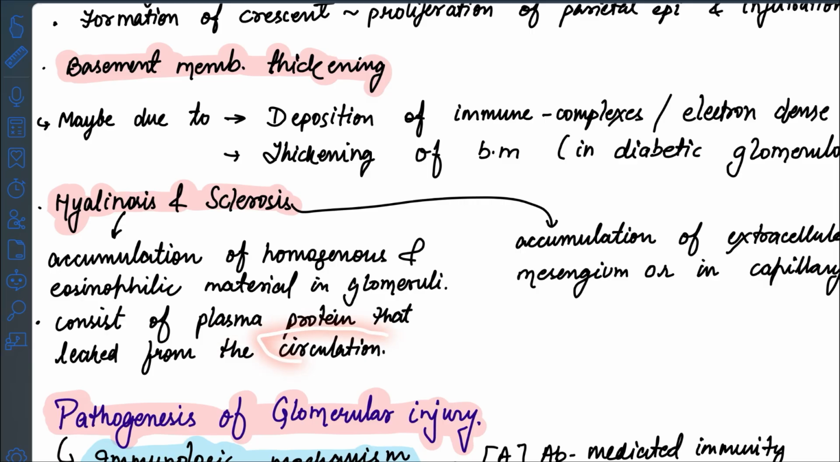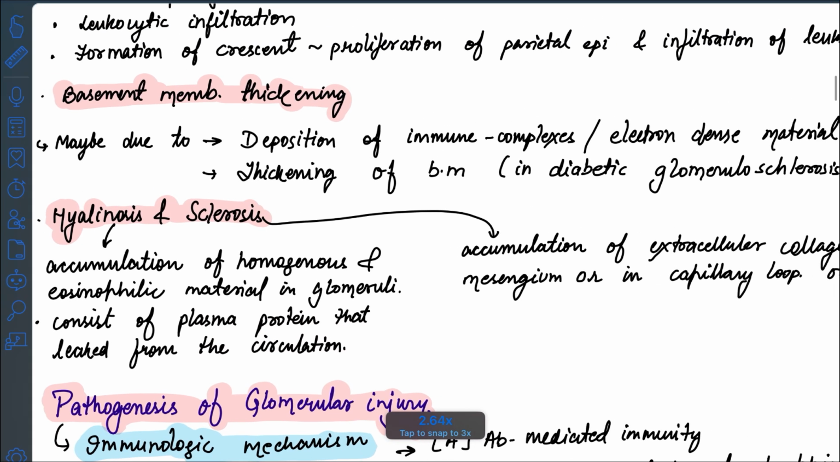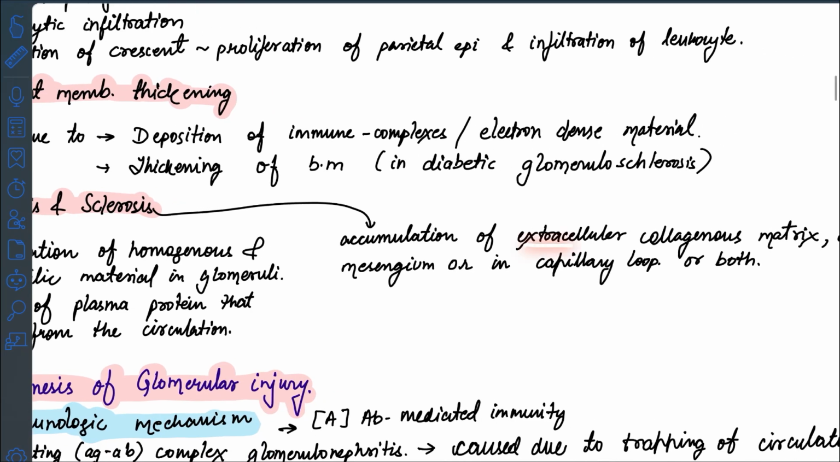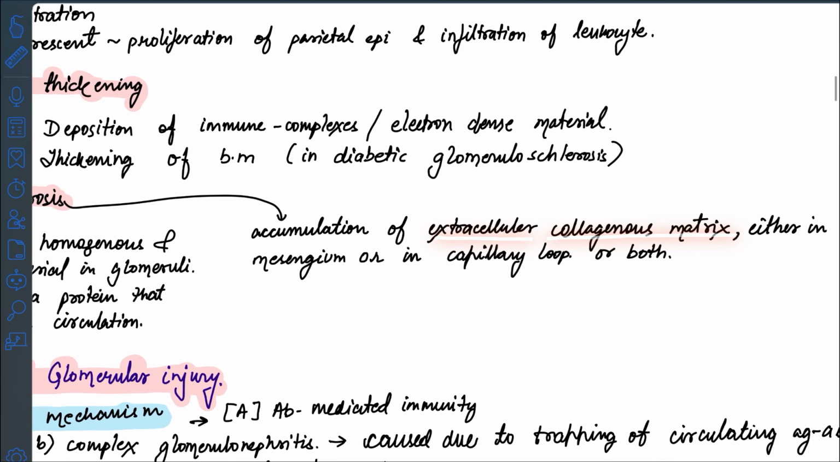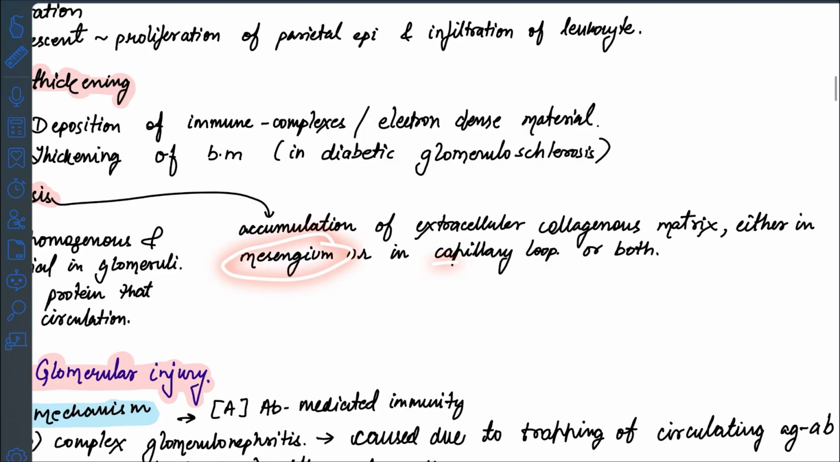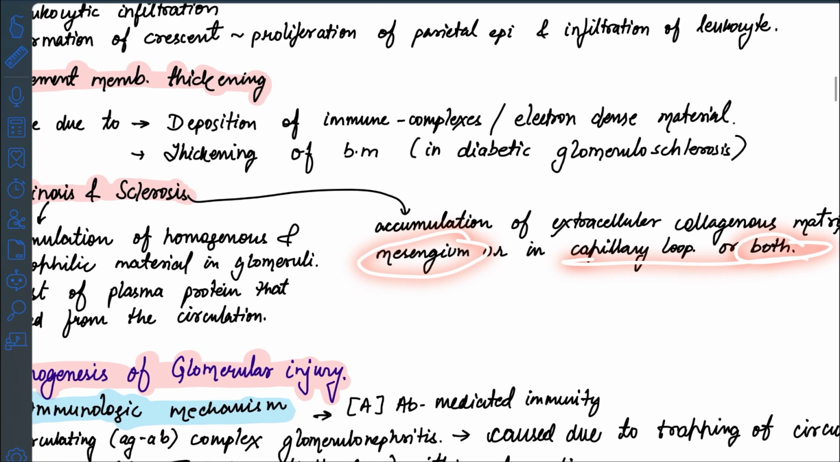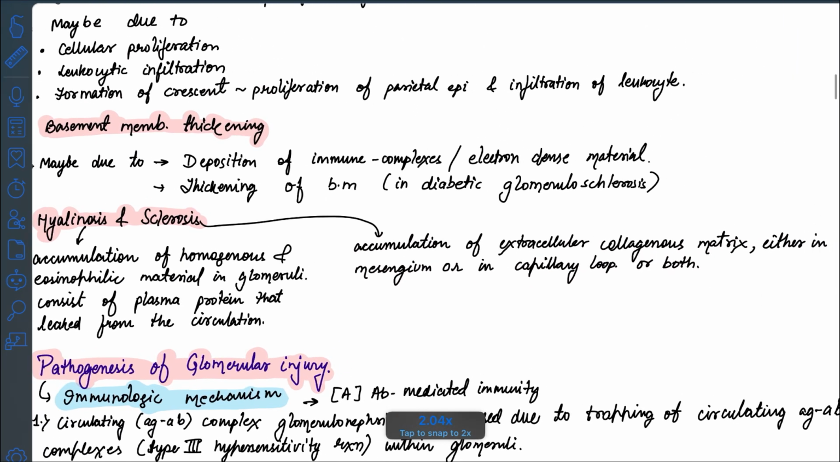This consists of plasma protein that leaks from the circulation into the glomerular capillaries. Second, sclerosis: it is accumulation of extracellular collagenous material either in the mesangium or capillary loop or both. So this is sclerosis. So you can see the difference. In hyalinosis there is eosinophilic, homogeneous material like plasma protein in glomeruli, but in sclerosis there is extracellular collagenous material, like collagen fibers, in the mesangium or capillary.